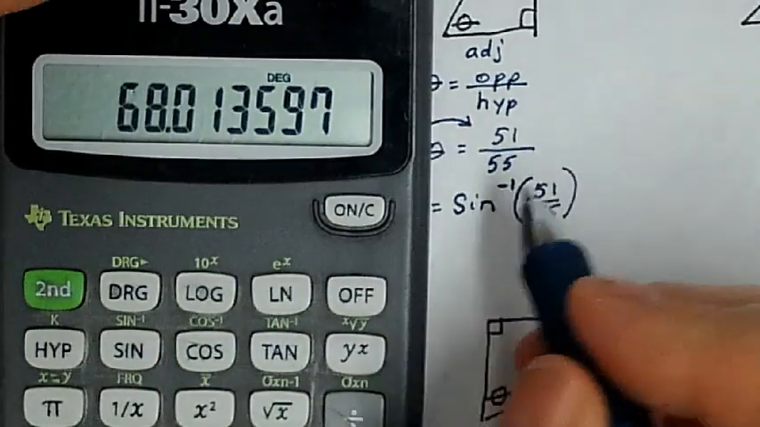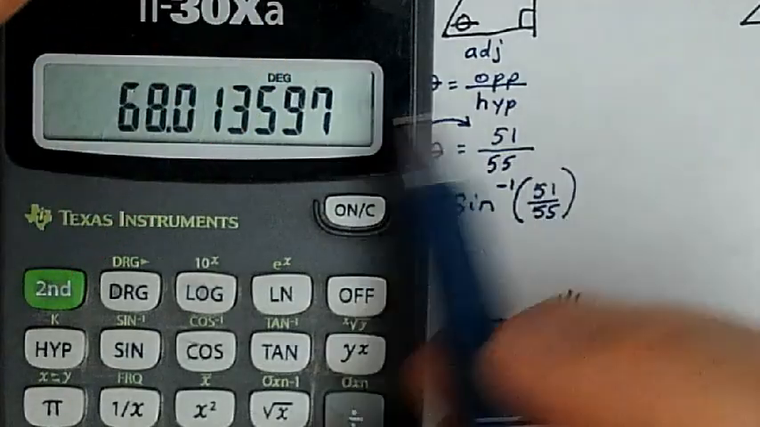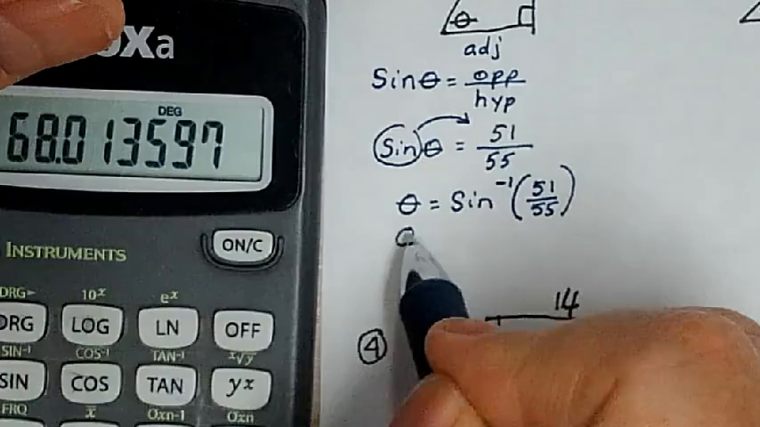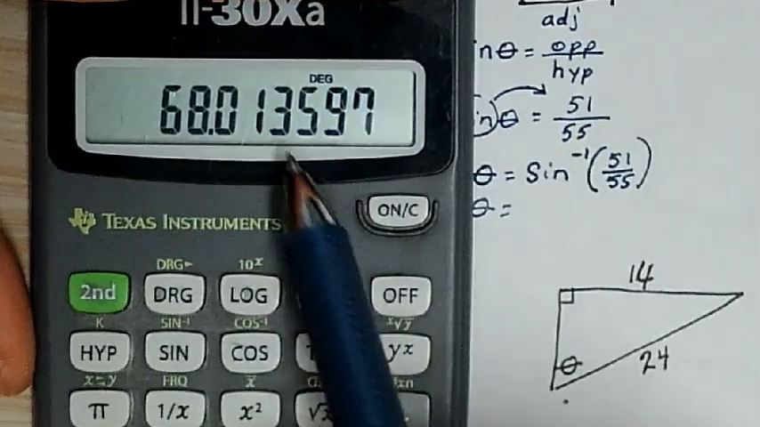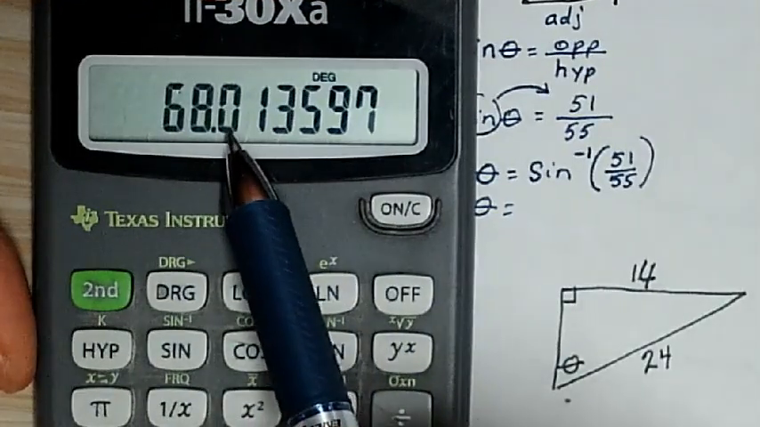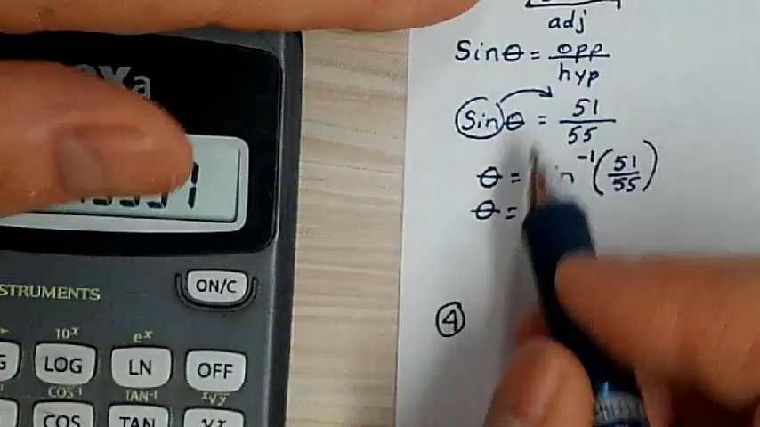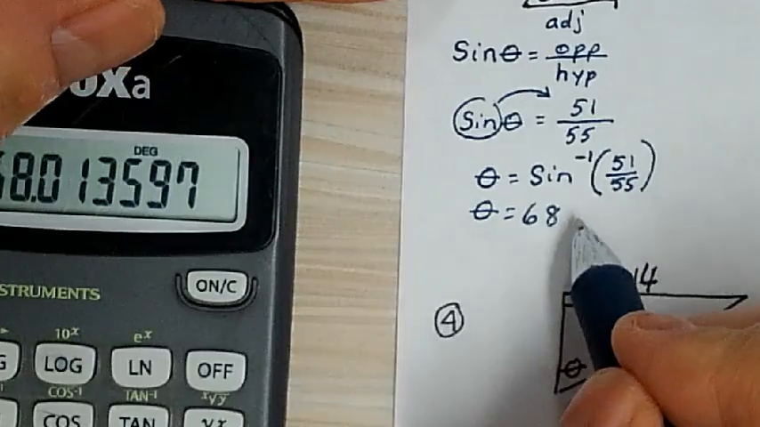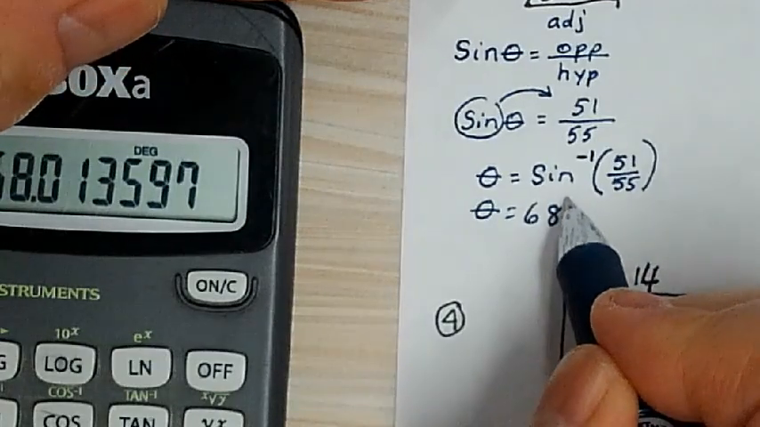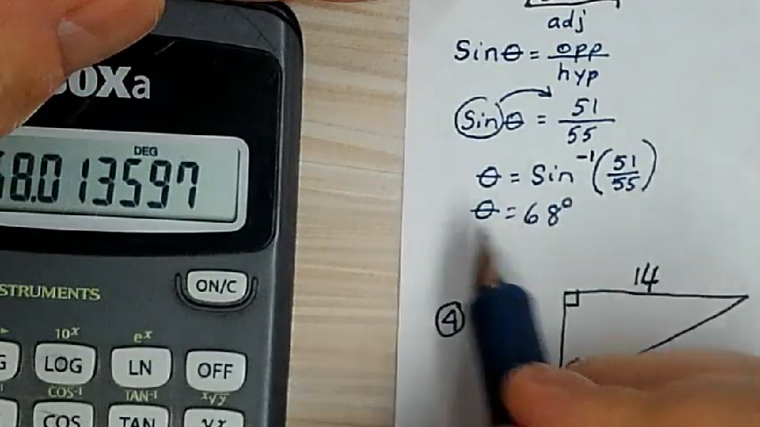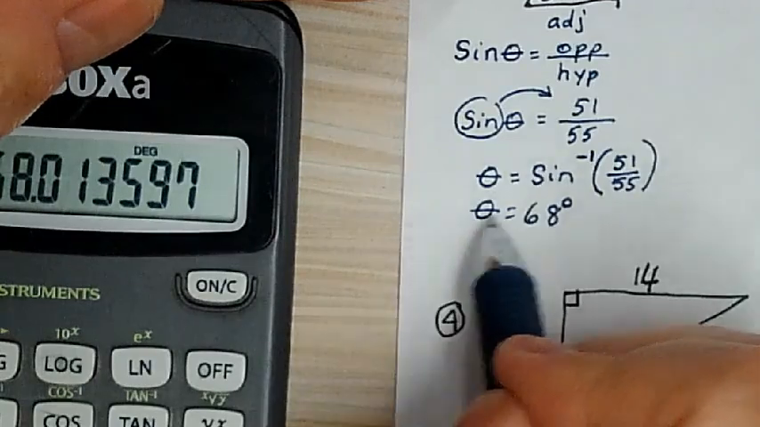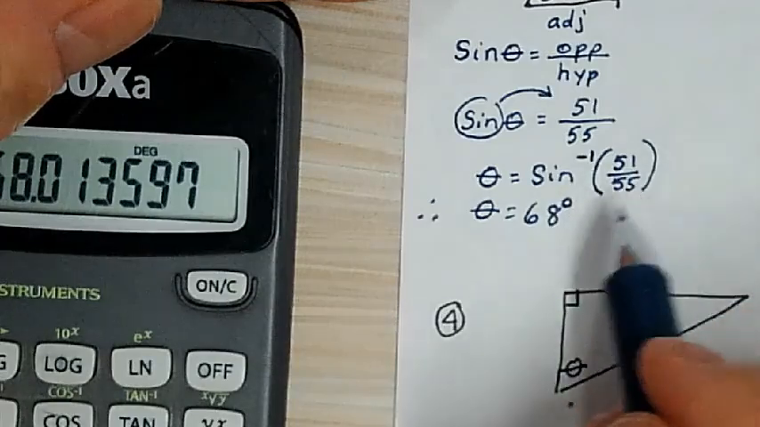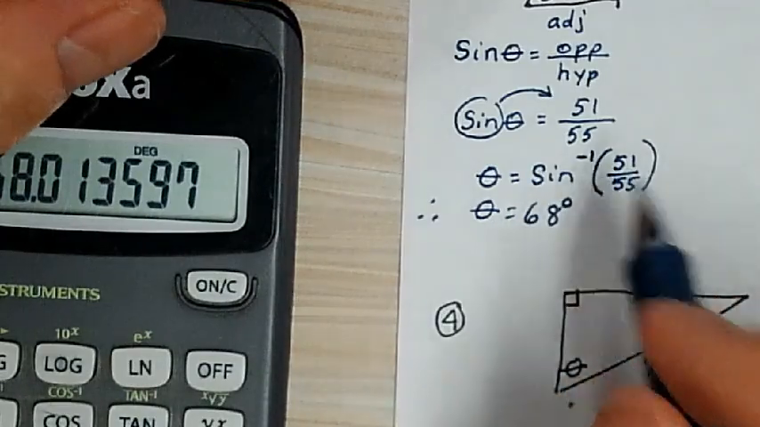our degree measure of theta, which, to the nearest whole number, would be 68, because the 0 lets the 8 stay the same. So the measure of angle theta equals 68. And because it's an angle, we have to put some little symbol there for angles, so we put degrees. That means the measure of angle theta is 68 degrees. That's it. You can copy that down.